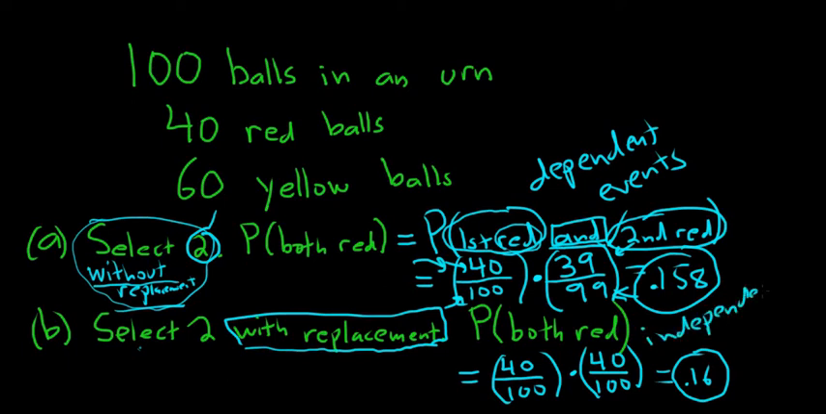Independent events basically means the occurrence of one event does not affect the occurrence of the other. Dependent events, the occurrence of one event does affect the occurrence of the other. So when the probabilities change, they're dependent. When they don't change, it's independent. And the multiplication rule says if you take two or more things and there's an and, you multiply. That's it.